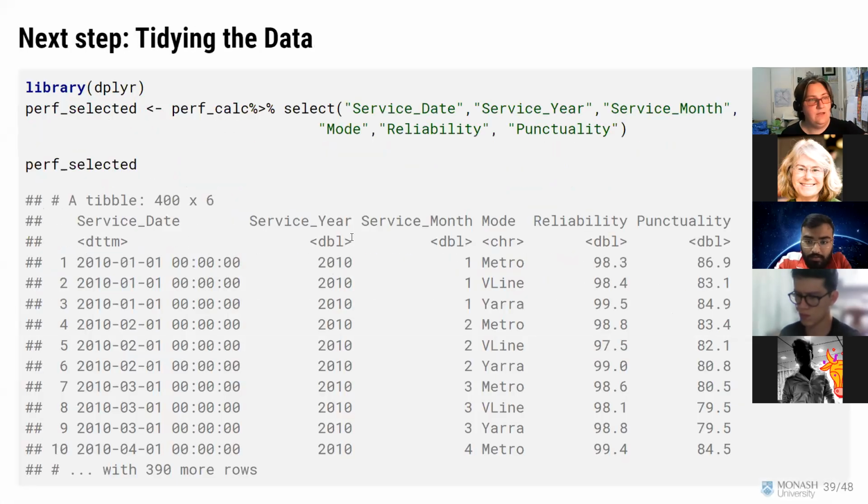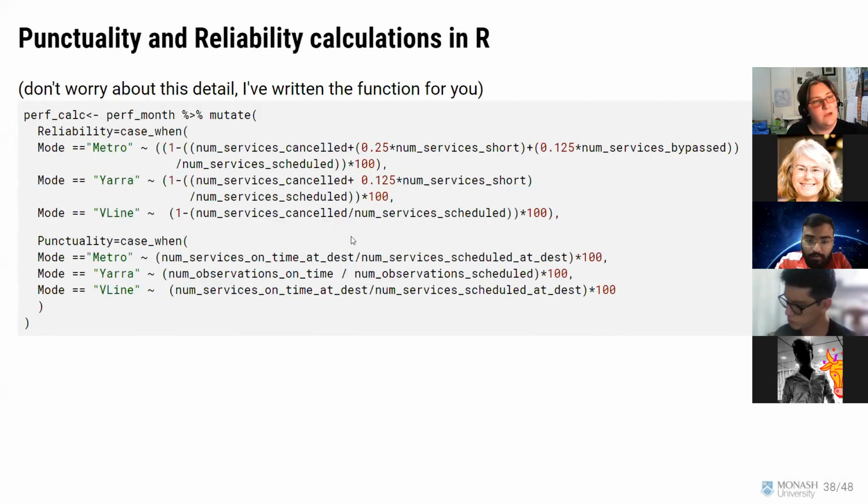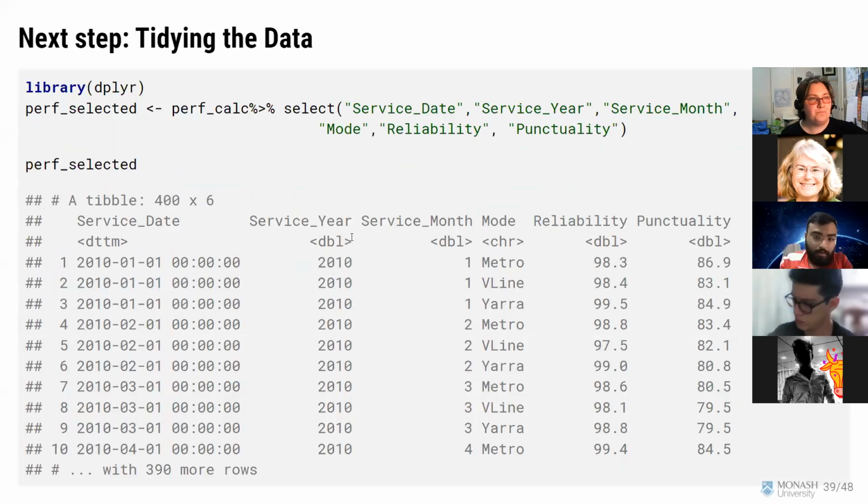So when we run this calculation on this slide, I get rid of the other variables because I don't care about them once I've done the summary. It gives me this reliability and punctuality measure, because that's all I want to graph in this case. Does that explain that okay?